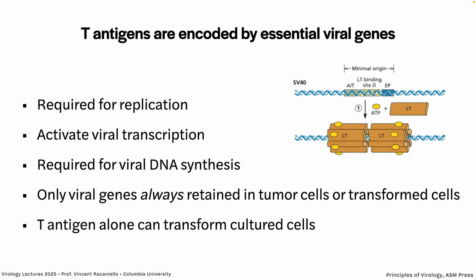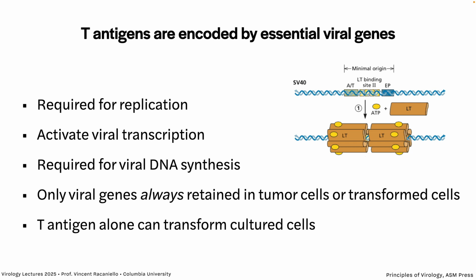They're not the same protein. So how is that working? Well, for all these viruses, T antigens are essential. Remember, for SV40, T antigen has to bind the origin and recruit the DNA synthetic apparatus of the cell. So they're needed for replication. They can activate viral transcription. They're needed for viral DNA synthesis. Of all the viral genes present in a transformed cell or a tumor, T antigens are the only viral genes that are always present. You might have random other viral genes present, but not always. These T antigens are the only ones that are found in every tumor cell, every transformed cell by adenovirus, SV40, polyoma, papillomaviruses.